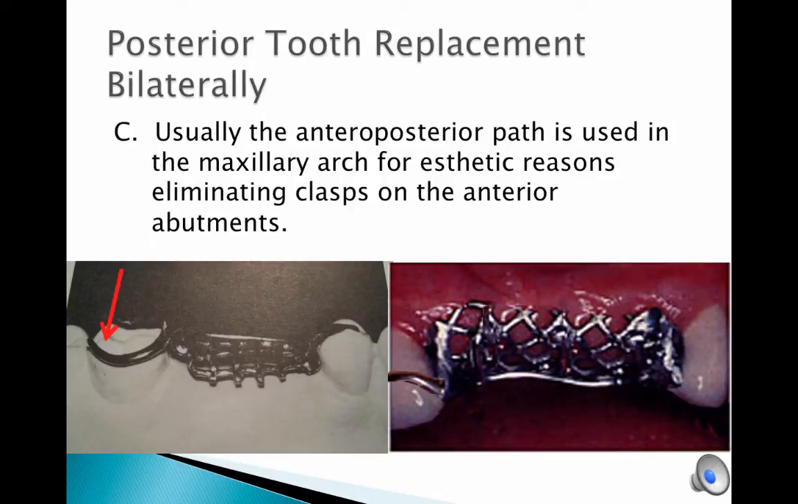Usually the anterior-posterior path is used on the maxillary arch for obvious aesthetic reasons, eliminating clasp on the anterior abutments. I add just a note about this case. This partial, if completely seated, does not demonstrate a posterior clasp design that affords good stability and retention, which is critical for the success of the rotational path denture. Note that the retentive or reciprocal arm is located in the occlusal 1/3 of the tooth. Where should these be?